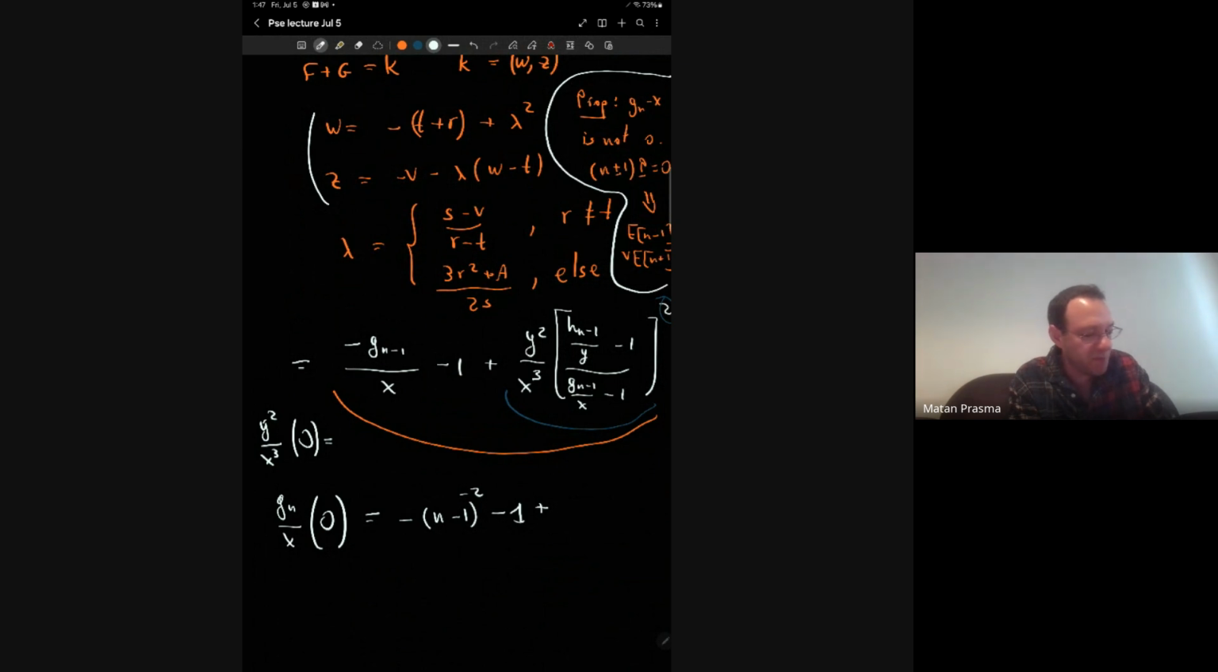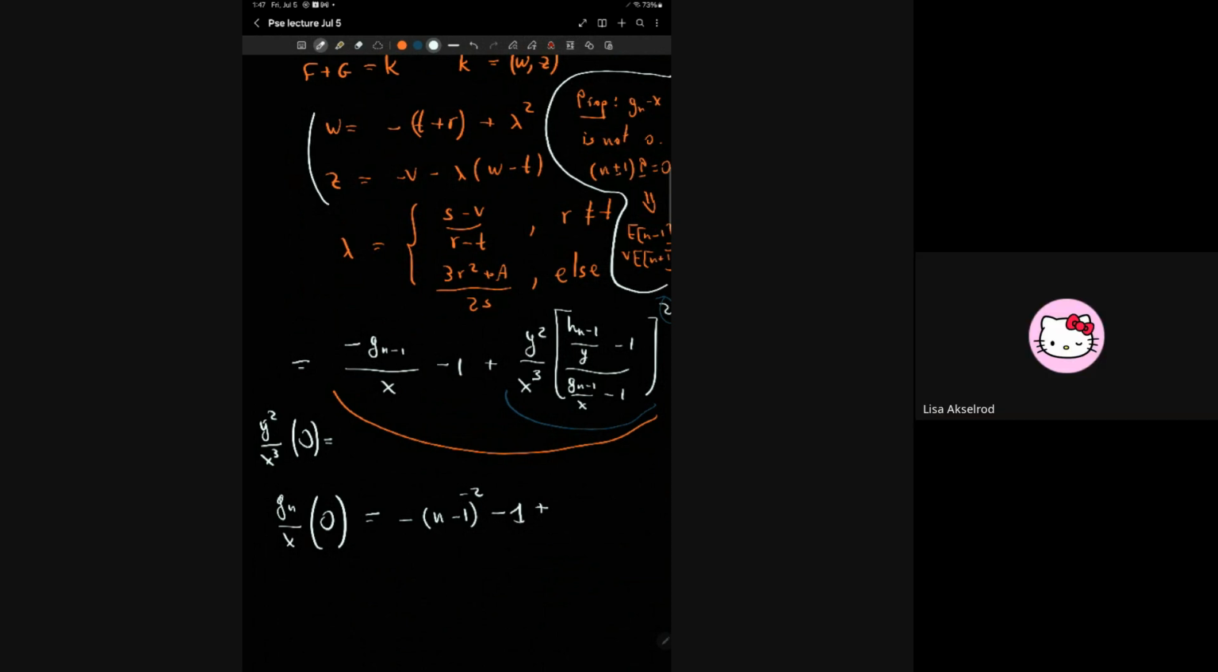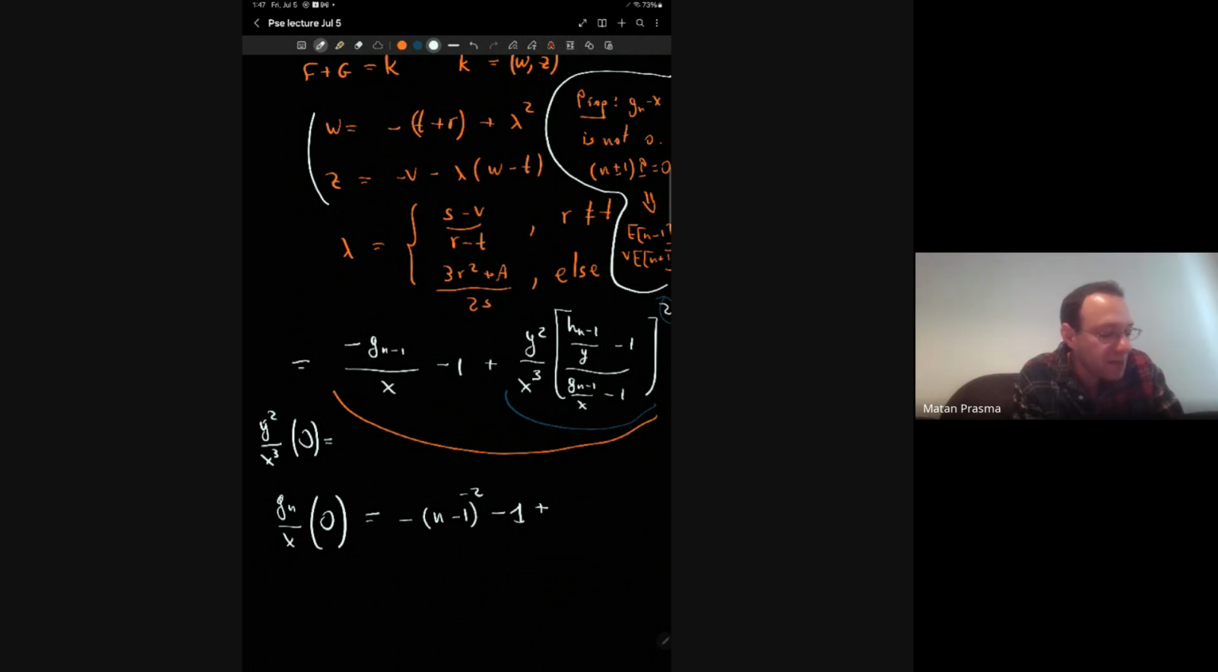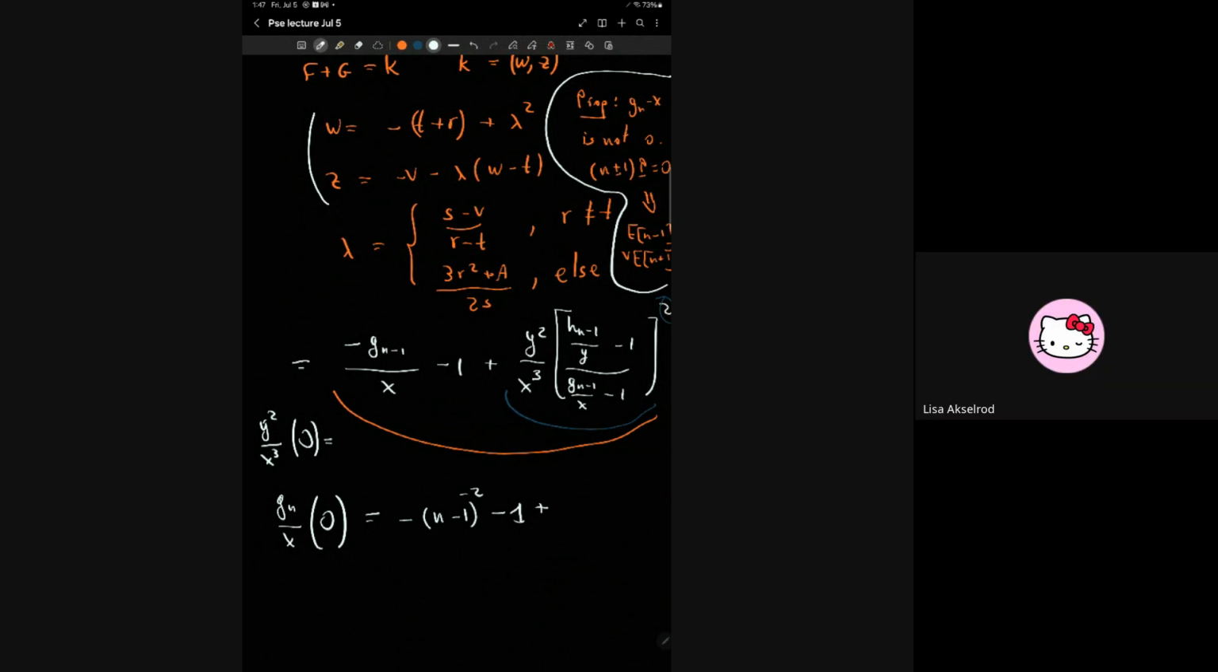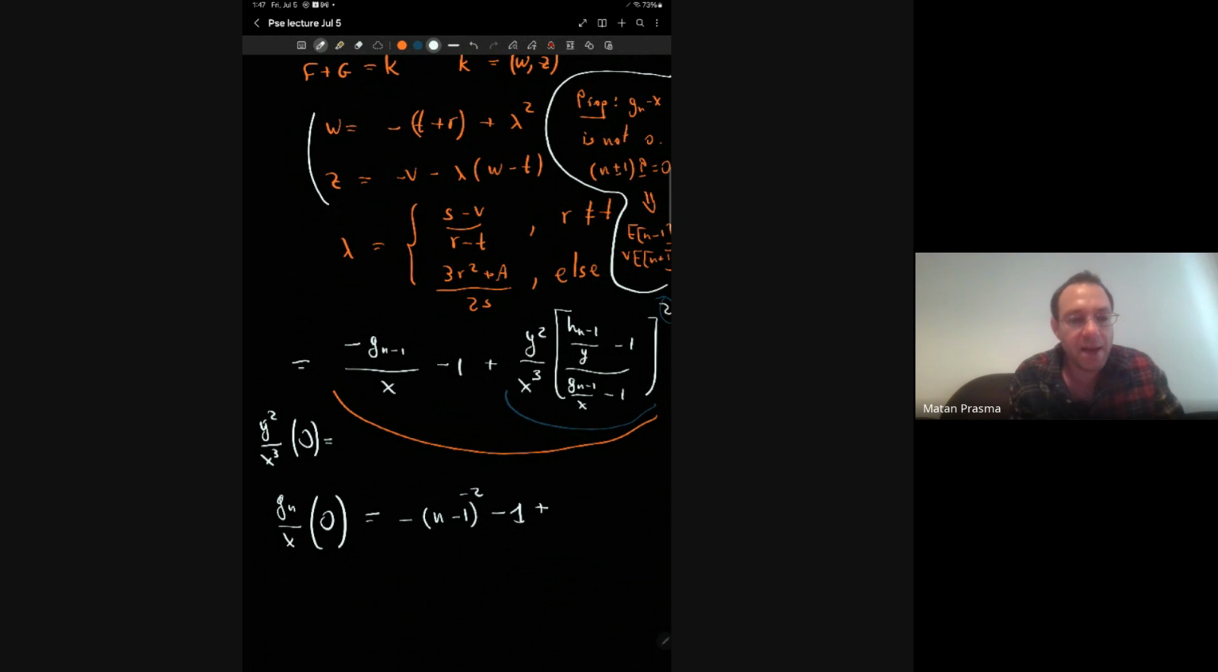I have a sum of rational functions here, and I need to evaluate this sum at O. We had a proposition that if everything is finite, you can evaluate each of the terms separately. Each of the summands, you can evaluate at O separately.